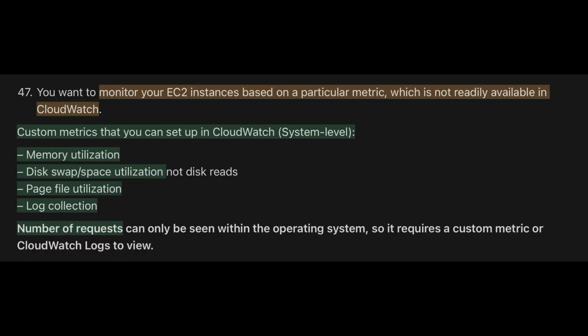And now let's say you want to monitor your EC2 instances based on a particular metric which is not readily available in Amazon CloudWatch. While the custom metrics that you can set up in CloudWatch, which are system level, are memory utilization, disk swap or space utilization, and not disk reads, page file utilization, and log collection.